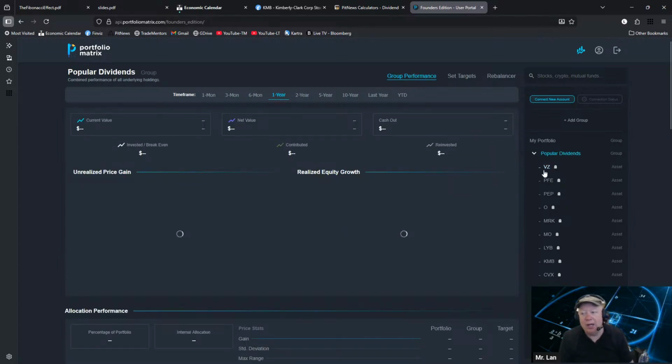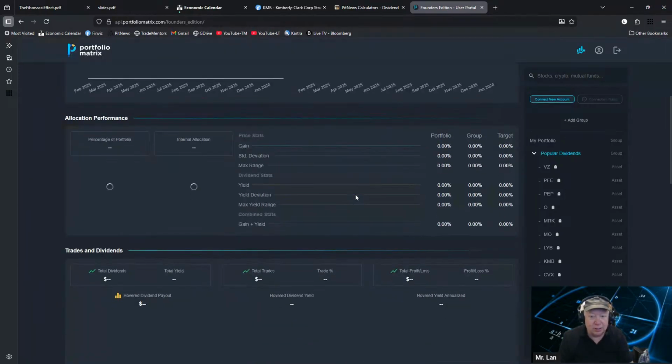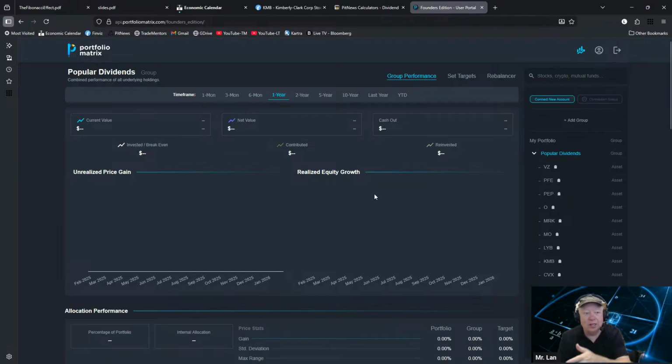Now it's not got any money in it, so of course it's going to come up and say nothing, because this is for real money trading. If this was your portfolio, it would show you what you had. You can connect it to your brokerage account and it'd bring in all your money. Since we don't have anything, we're going to go to a targeter.